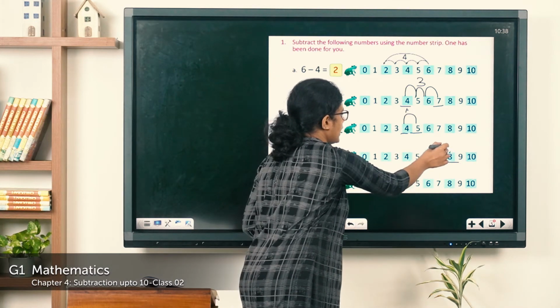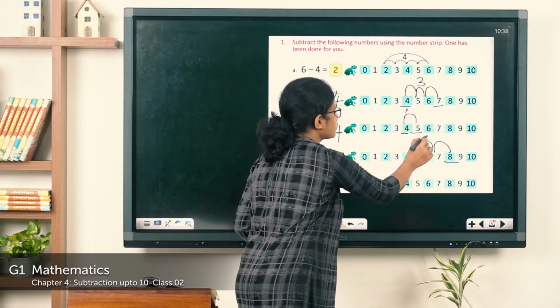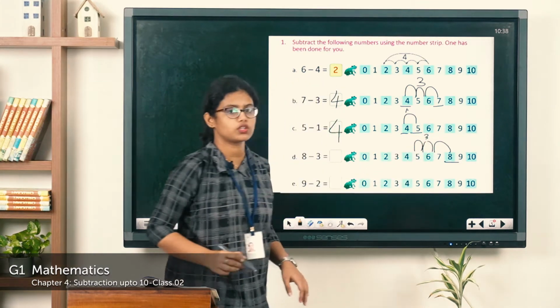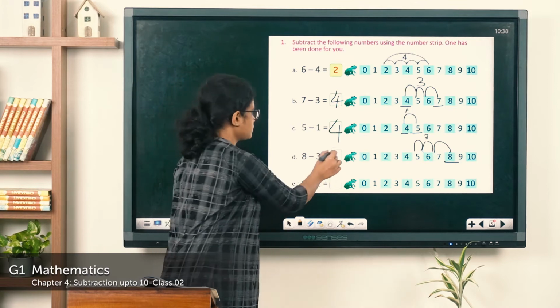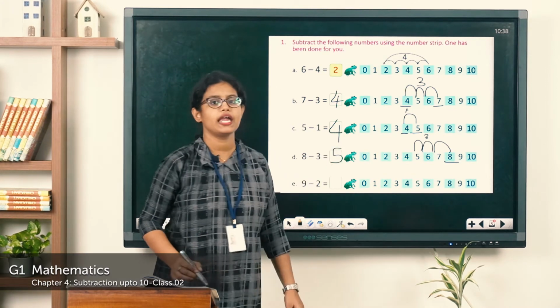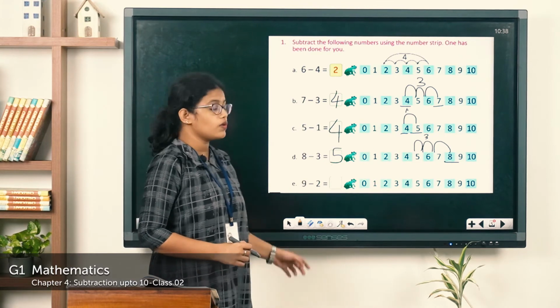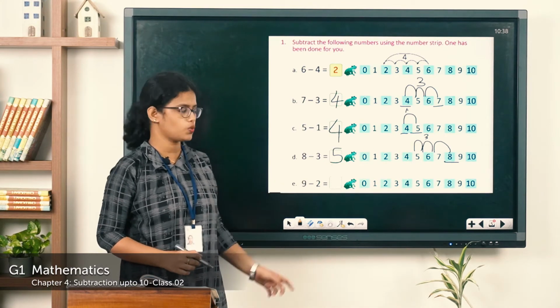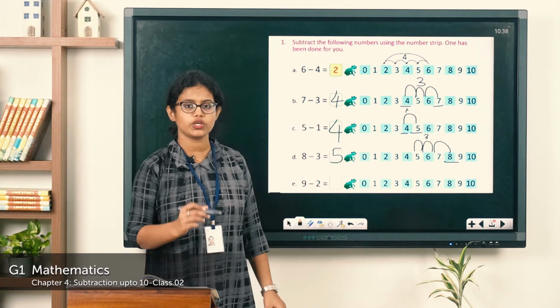So see, 8 to 7, 7 to 6, 6 to 5. How many steps? 3. And you reached at which number? Number 5. So what is the answer? 8 minus 3 equal 5. So now let's do the last one. So what is the number? 9 minus 2.